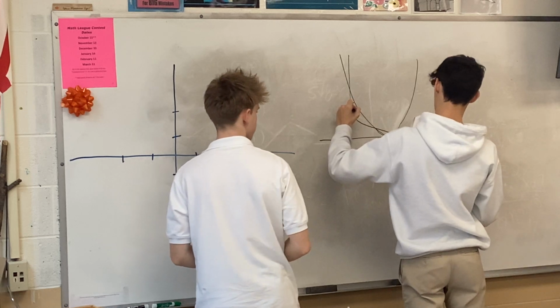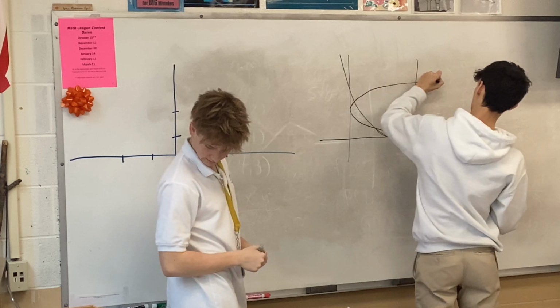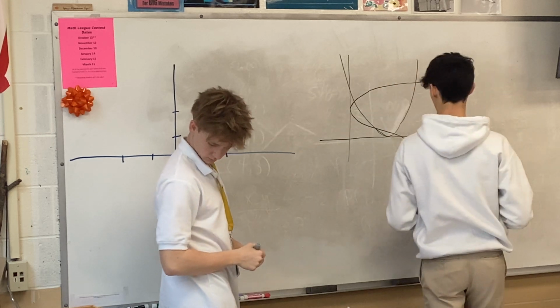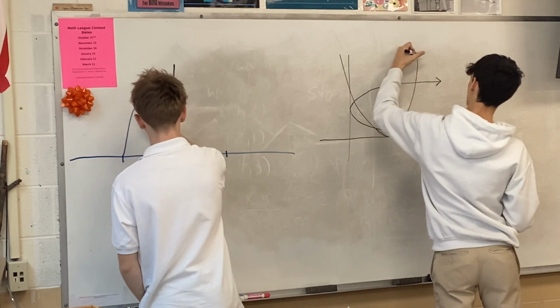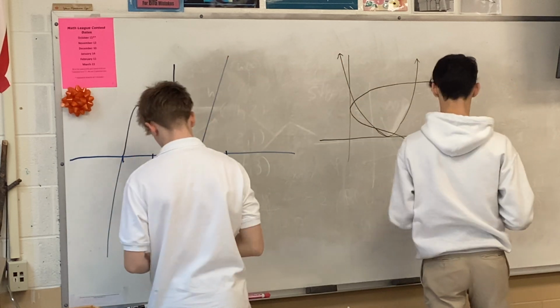If you can draw the original, that would be great, just so we can see the relationship. And it doesn't have to be perfect. I know it's hard on the board when we don't have a grid.